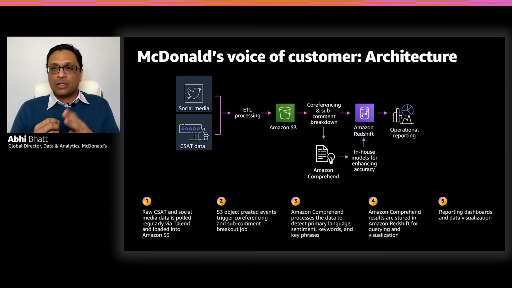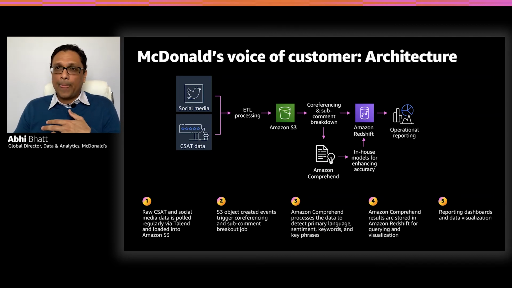As you can see from this architecture view, from left to right, we are bringing in data from multiple different sources, such as social media and our internal CSAT service system, using an ETL process, extracting the data and loading the data into an S3 bucket. Once the data is available in our S3 bucket, we take two additional processing steps called coreferencing and subcomment breakdown before we send the comments to Comprehend.